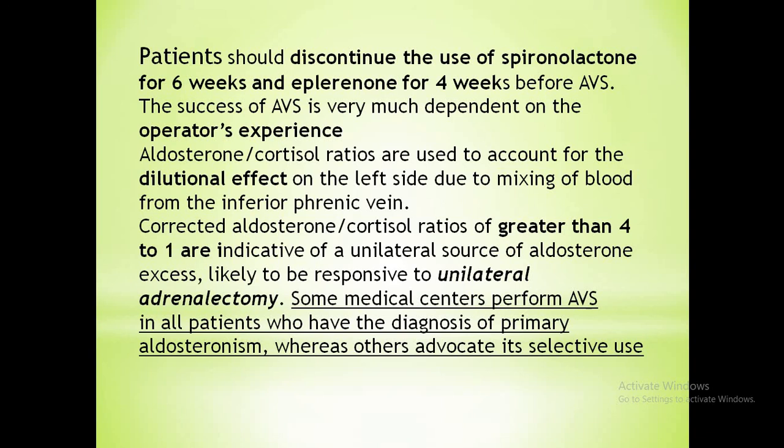Why do you use the aldosterone to cortisol ratio? This is used to account for the dilutional effect on the left side, because there will be mixing of the blood from the inferior phrenic vein. So a corrected aldosterone cortisol ratio of greater than 4:1 is indicative of a unilateral source of aldosterone excess, and it could be managed with unilateral adrenalectomy. So stop spironolactone 6 weeks before, stop eplerenone 4 weeks before.